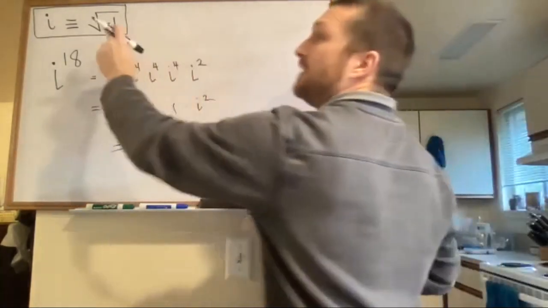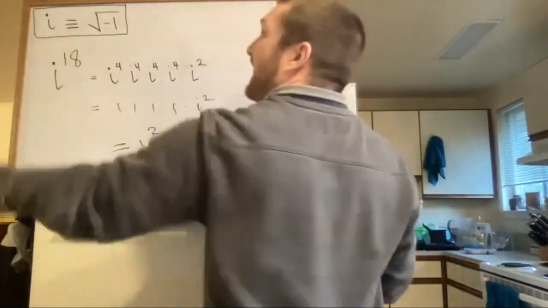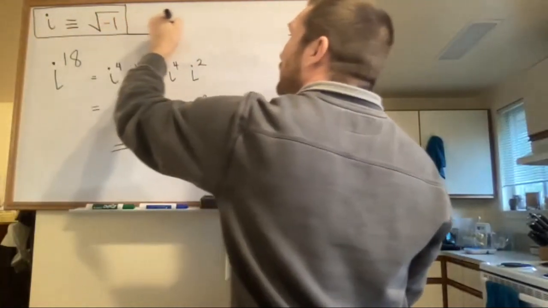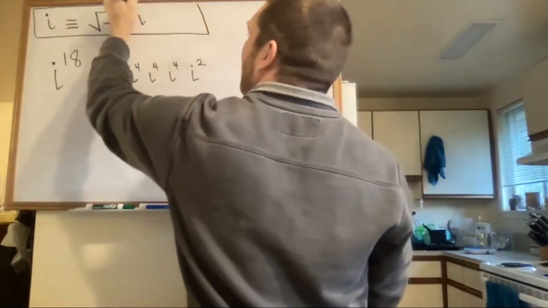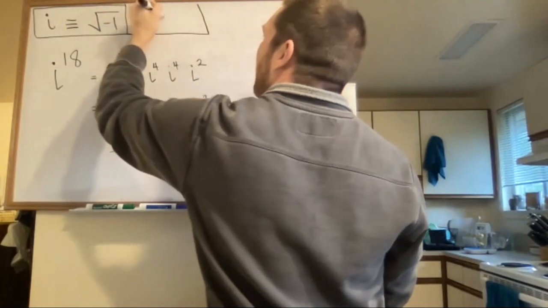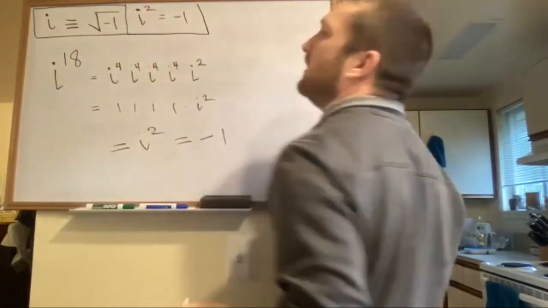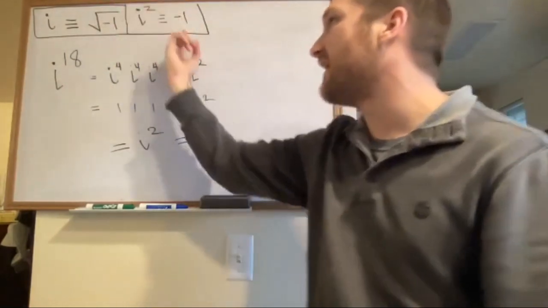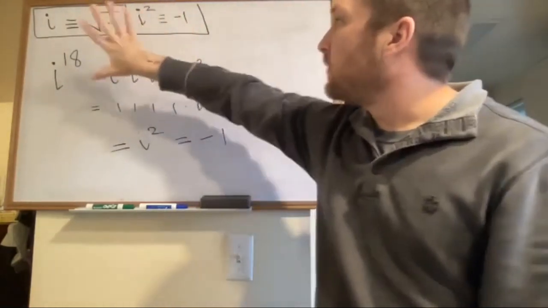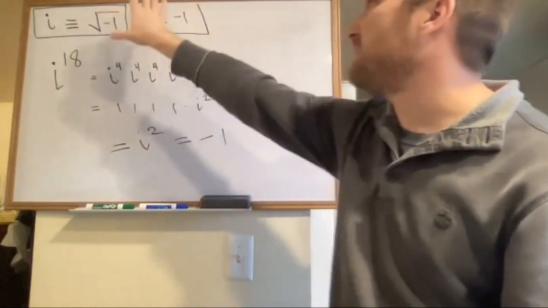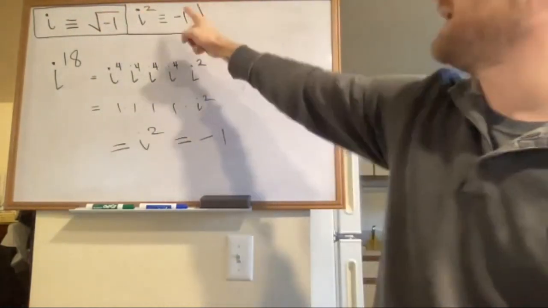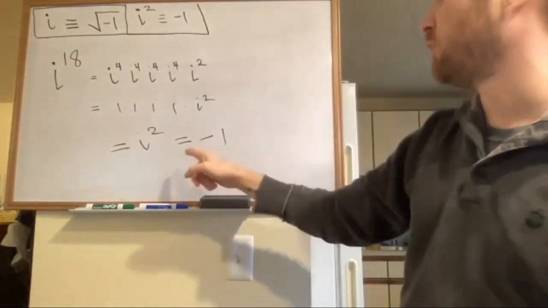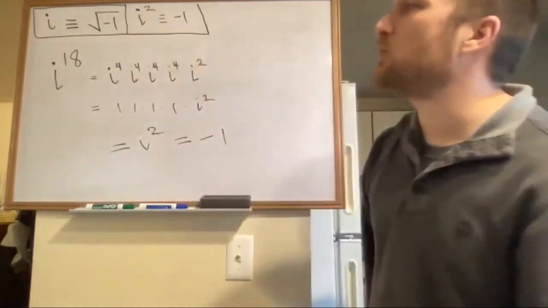In fact, we defined i this way. We easily could have defined it to be the number that when you square it, it gives you negative one. We could define i this way, and they mean exactly the same thing. One is just a fancy way of writing the other. And so we'll say these mean the same thing. i squared is by definition negative one. And so that's what you're going to do with these.